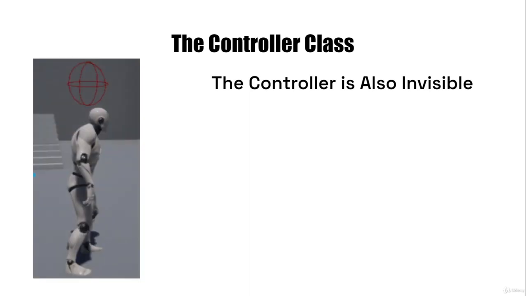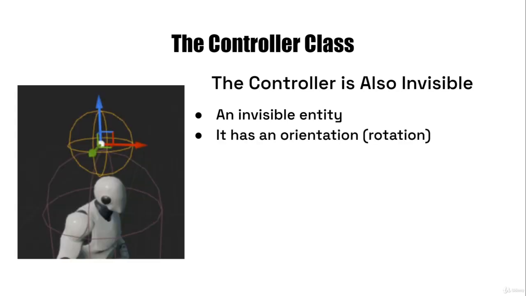You can think of it as this invisible entity following the character around, but it doesn't have its own scale or location. It's just a C++ class object associated with the character. Now, even though it doesn't have its own location per se, it does have an orientation, that is to say, a rotation, and there are functions to get and set the controller rotation.